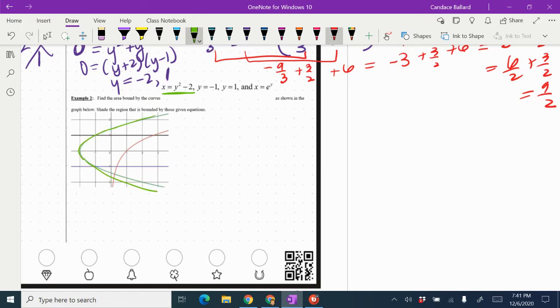And then the other graph that we have is actually the red one. It's x equals e to the y. And we know that because the green one is definitely a parabola, so the red one has to be the other one, and it definitely looks like an exponential function.